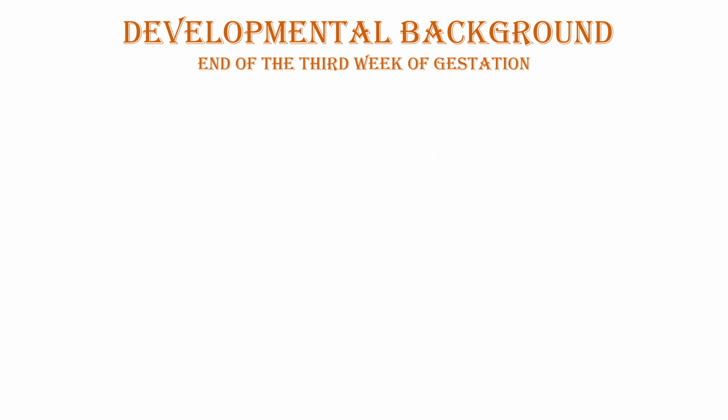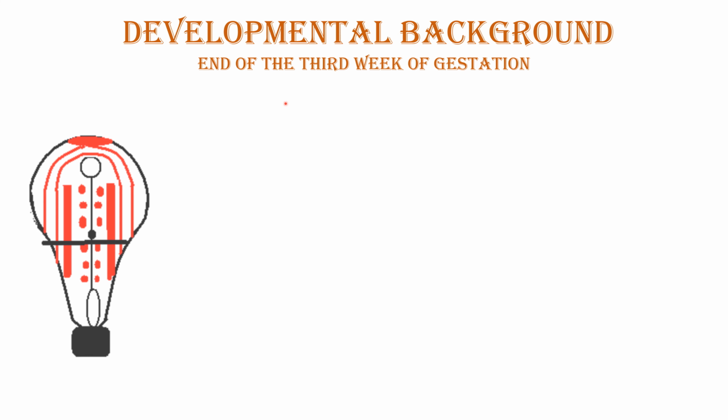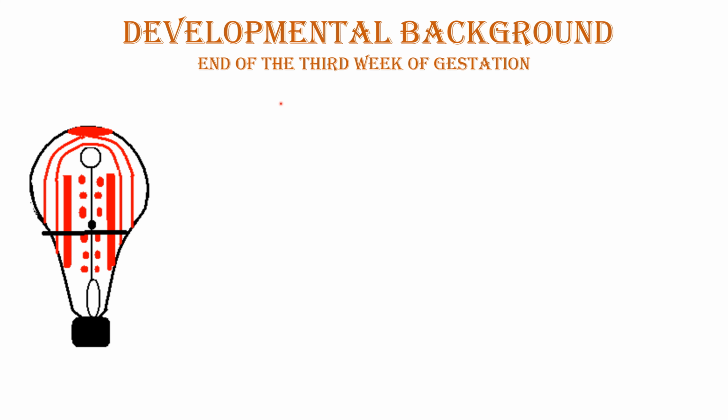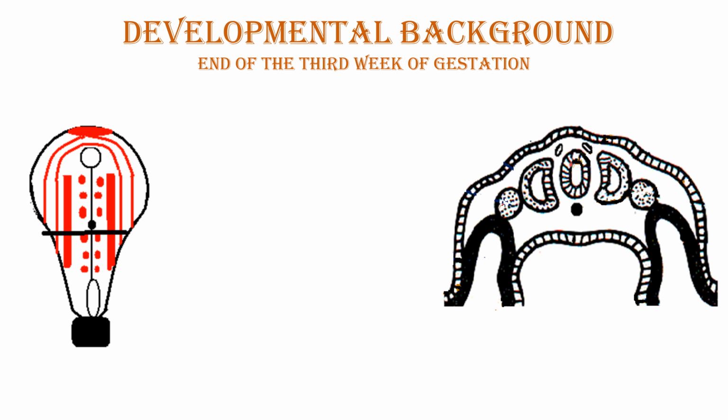Before going to the distribution and the functions of the cranial nerves, we have to revise the end of the third week of gestation as far as the germinal disc. On the left side, that is the gross appearance of the third week germinal disc, and on the right side, that is the cross-section, transverse section in such a disc.